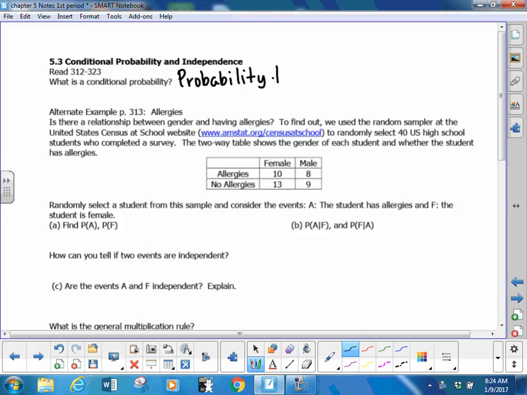Probability that one event happens, and that given that, pretty important, given that another event is known to happen.